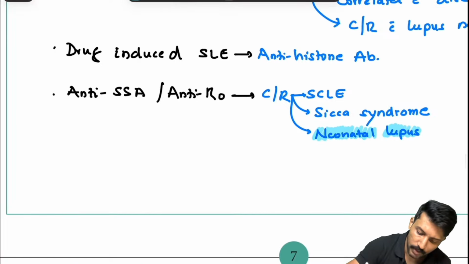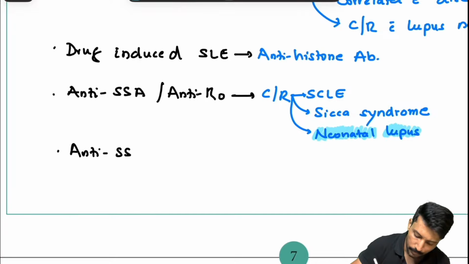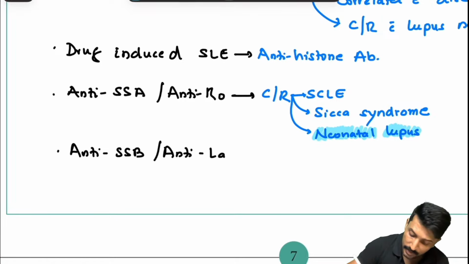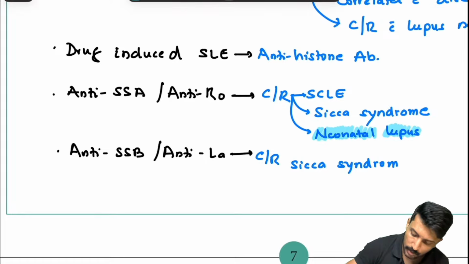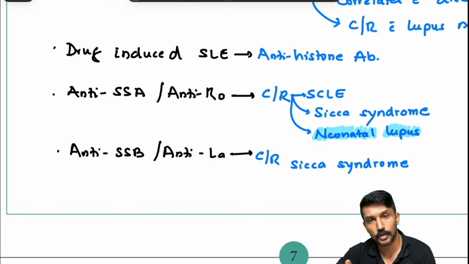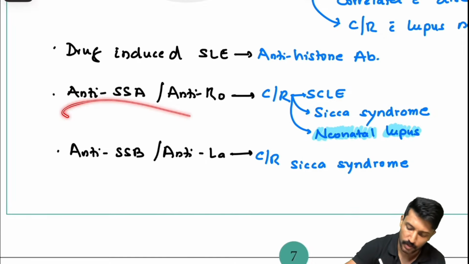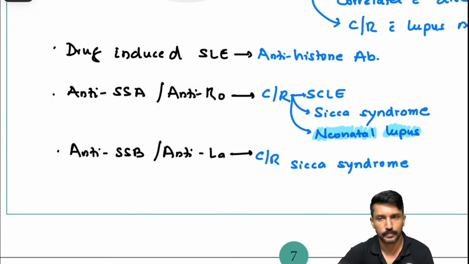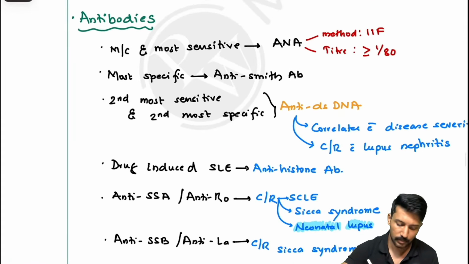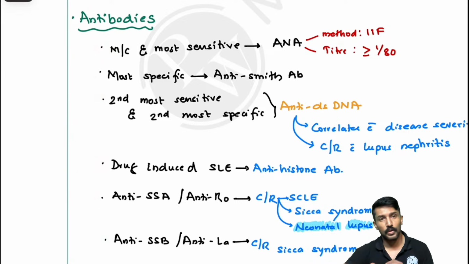Right. We also have another similar antibody called anti-SSB or anti-La antibodies. These only correlate with Sicca syndrome. They correlate with the risk of developing secondary Sjogren's syndrome or Sicca syndrome. They do not correlate with neonatal lupus or subacute cutaneous lupus erythematosus. So that's why this is particularly important. Okay, clear? So these are some major antibodies that you need to remember.